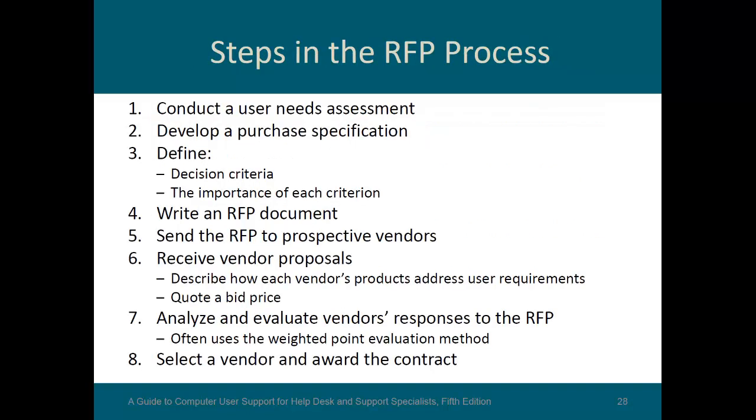Steps in the RFP process: conduct a user needs assessment, go on site, check it all out, develop a purchase specification, define decision criteria and the importance of each criterion, write an RFP document, send the RFP to prospective vendors, receive their vendor proposals, analyze and evaluate vendors' responses, and then select a vendor and award the contract. Some RFPs could take as little as a week, and some can take several months based on the size.